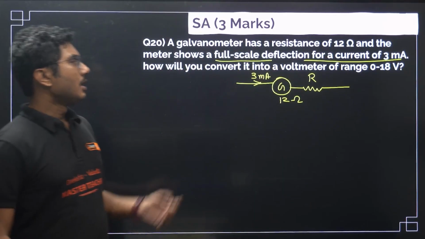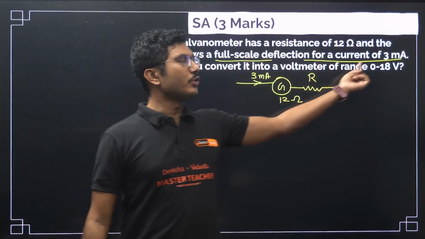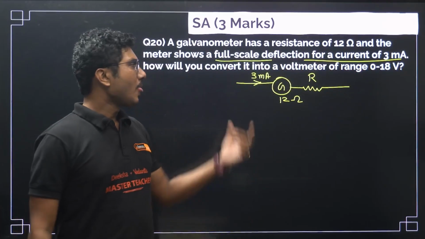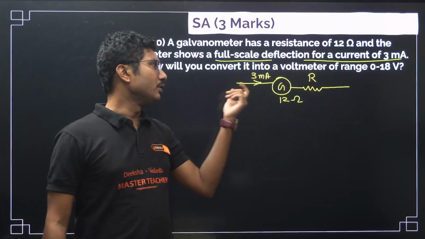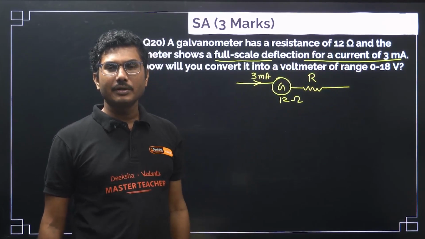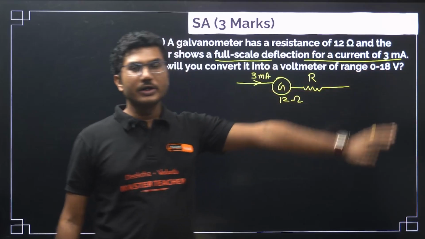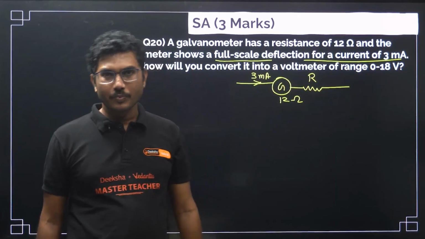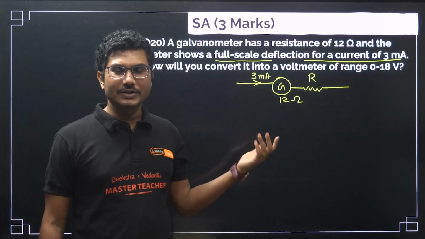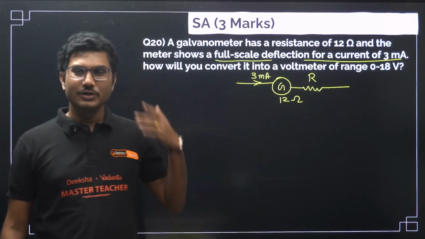Now, the range of the voltmeter is 0 to 18 volt, right. For 0 volt reading, what should be the current in the galvanometer? Obviously 0, right. 0 current means 0 deflection, means obviously it will show 0 reading.